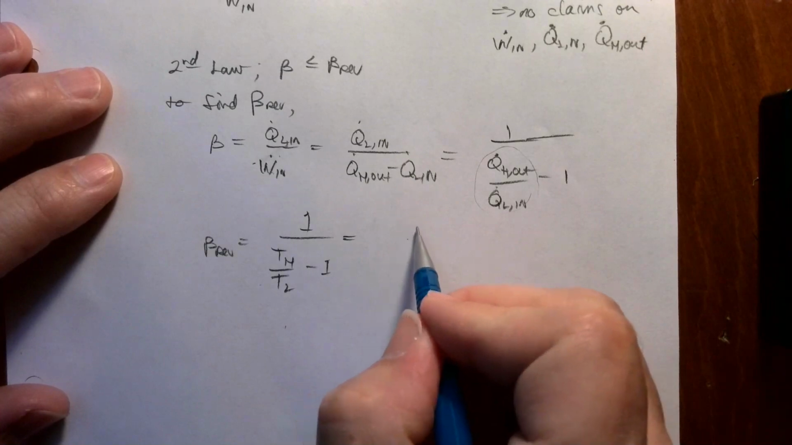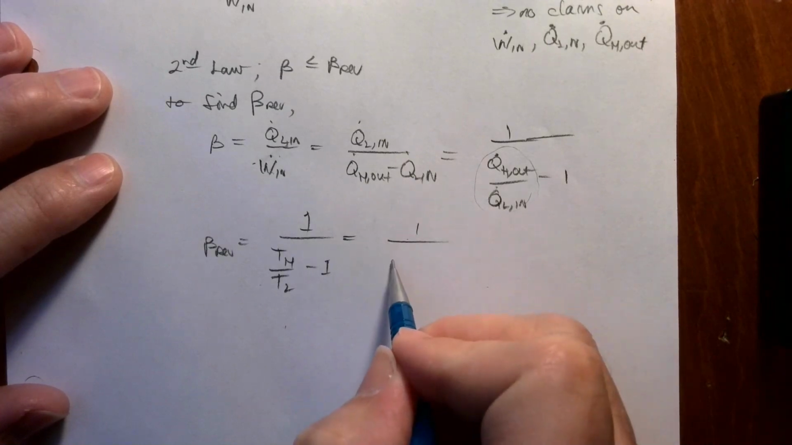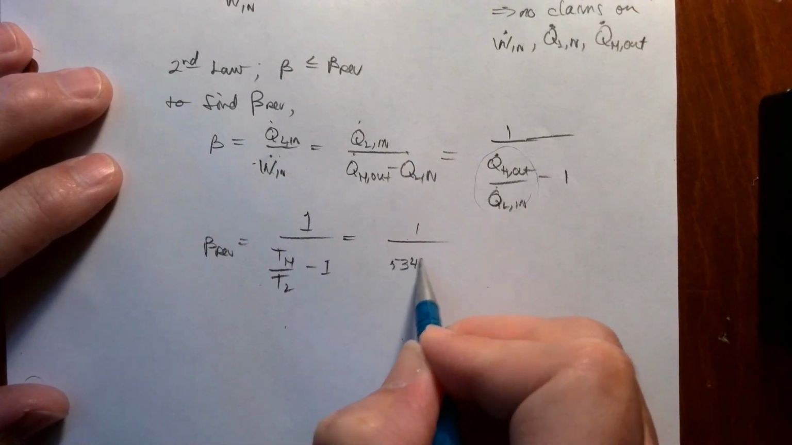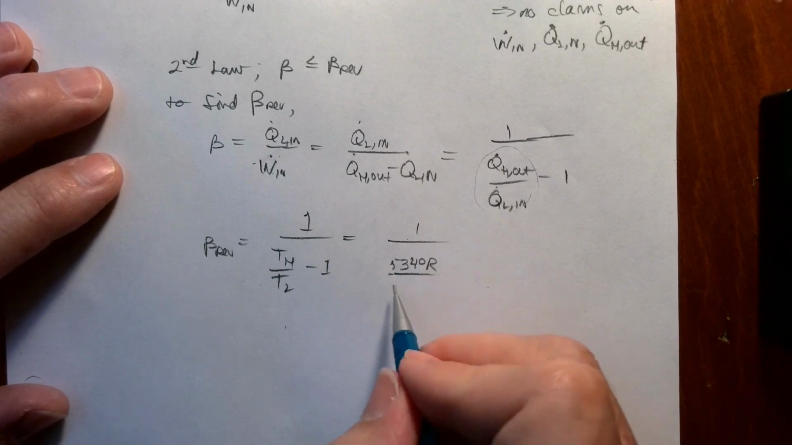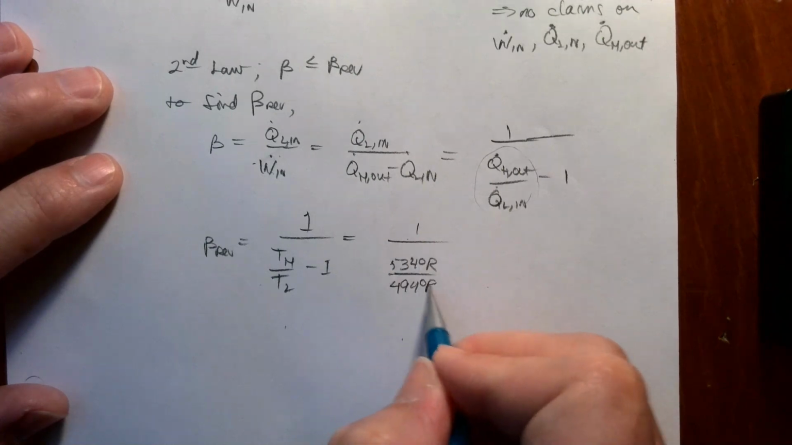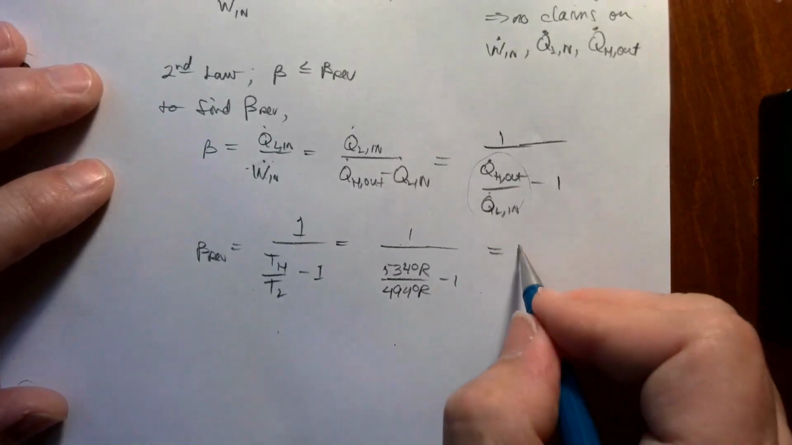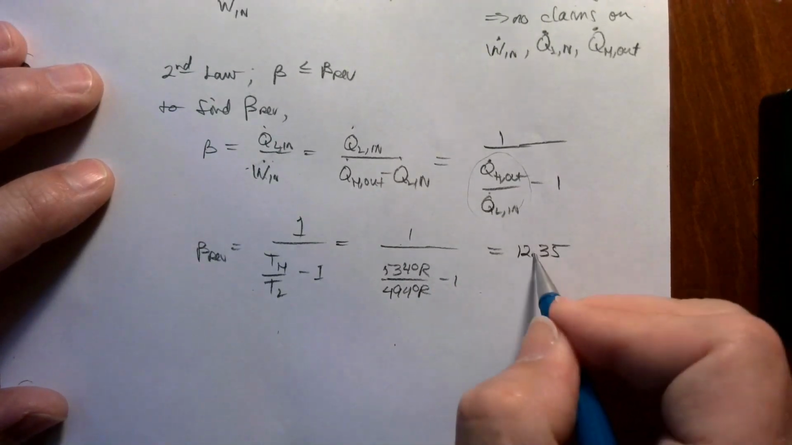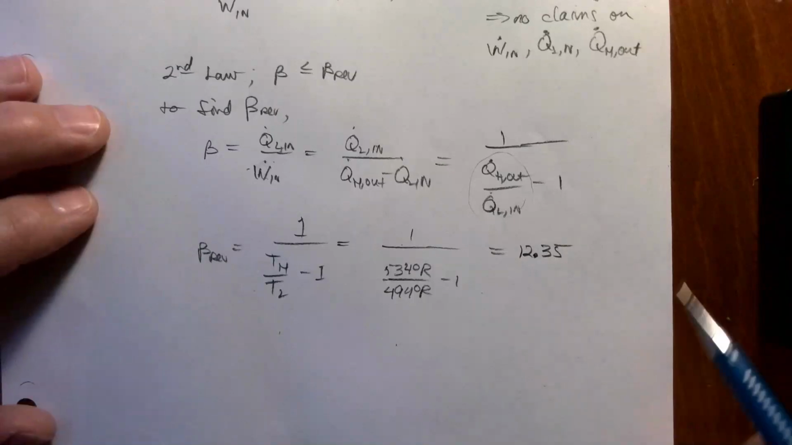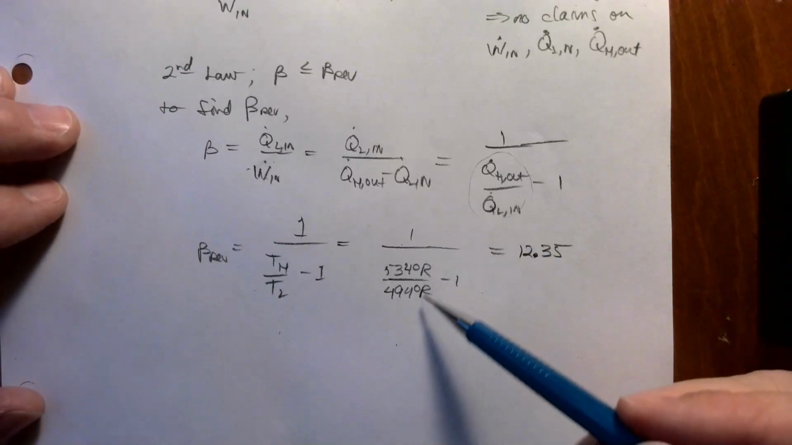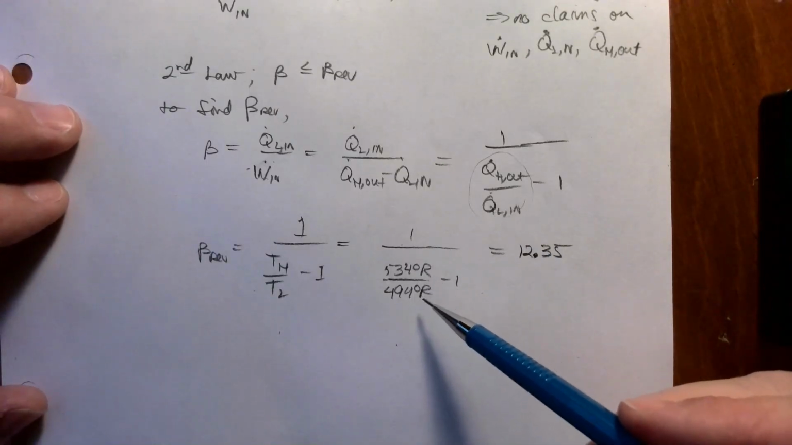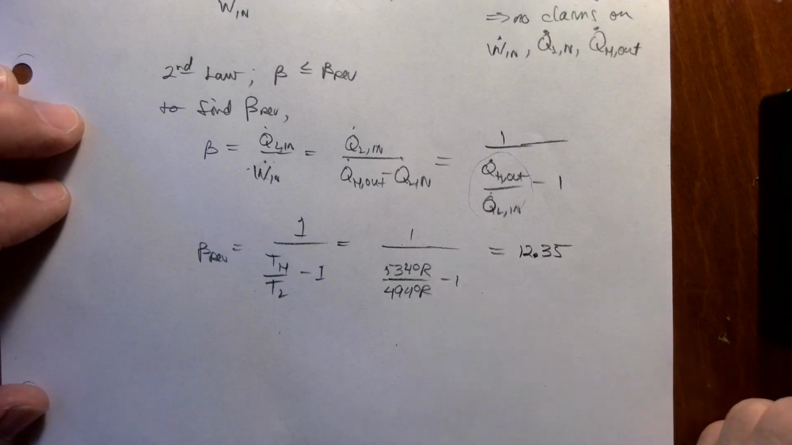Okay, so we can now substitute in numbers. 1 divided by T_H, which is 534 degrees Rankine, divided by 494 degrees Rankine, minus 1. This comes out to be 12.35. This has to be degrees Rankine here, or you can convert it to K and you'll actually get the same answer.